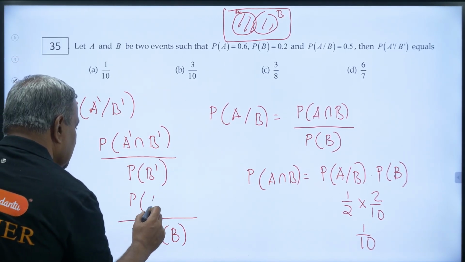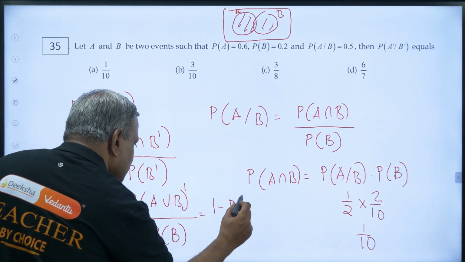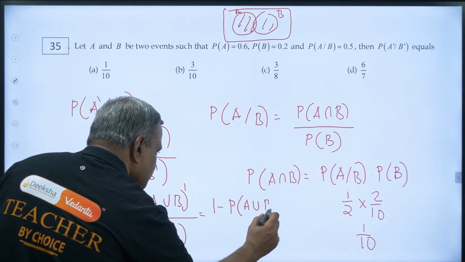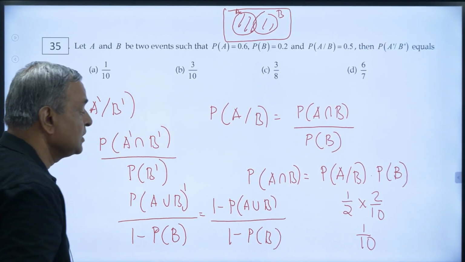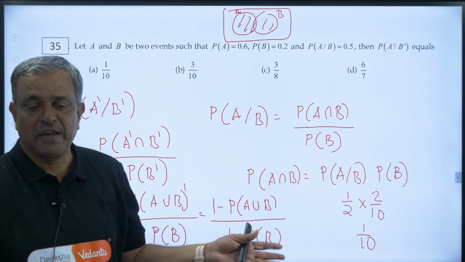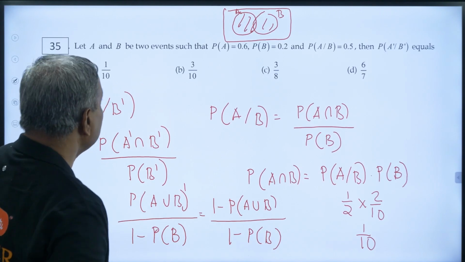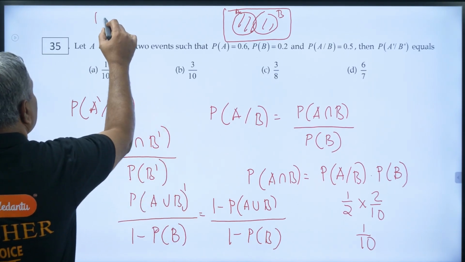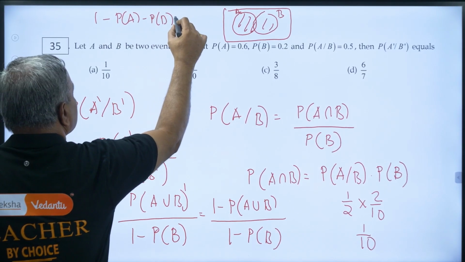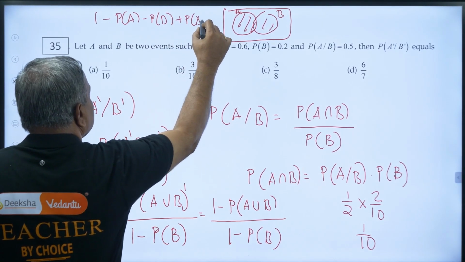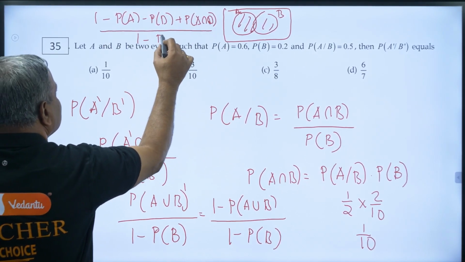So this is nothing but P of A union B whole complement, which in turn is 1 minus P of A union B, by 1 minus P of B. Correct? But what is P of A union B? P of A plus P of B minus P of A intersection B. So this can be written as 1 minus P of A minus P of B plus P of A intersection B, by 1 minus P of B.